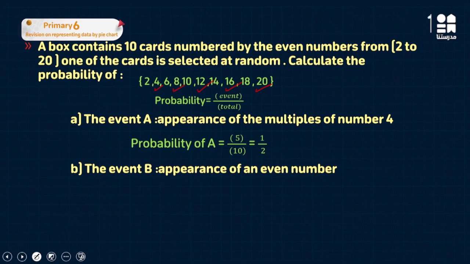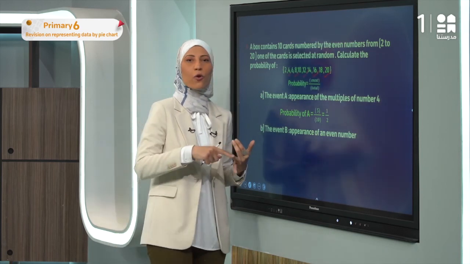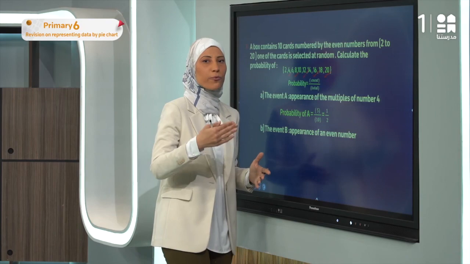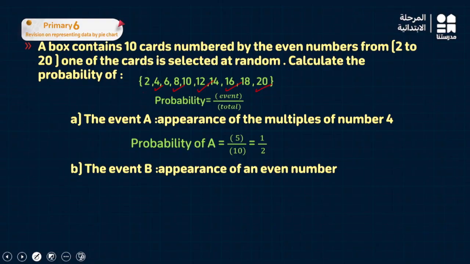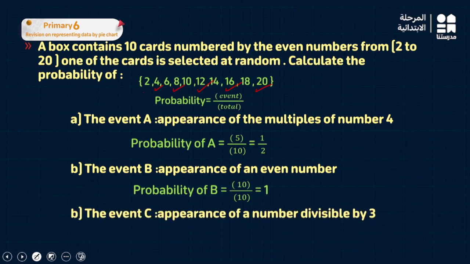Now the event B says appearance of an even number, that an even number comes up. What are the even numbers? The even numbers are 2, 4, 6, 8, 10, 12, 14 and so on. Here I have 2, 4, 6, 8, 10, 12, 14, 16, 18 and 20. So all of these numbers are even. So when I say the probability, I have 10 numbers out of 10, so the probability will be 1, which is the total number. All my numbers are even.